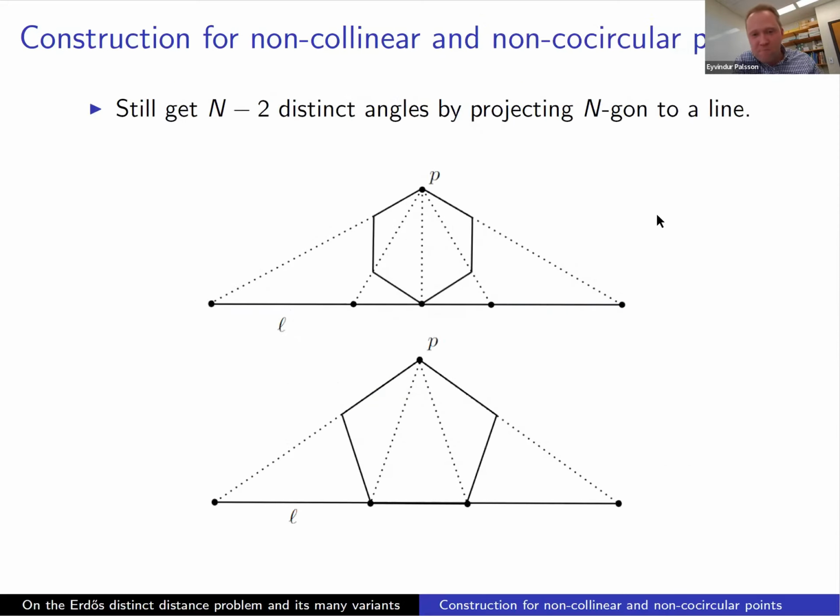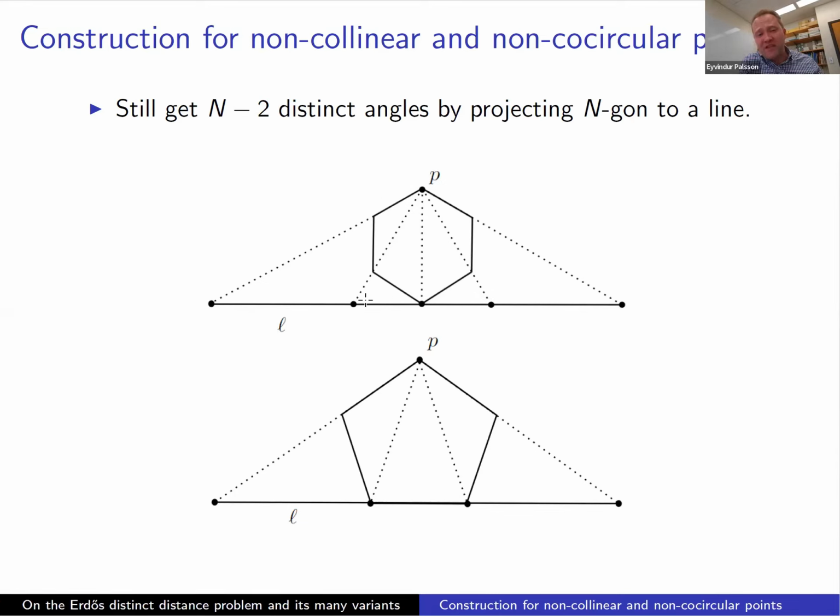Still have bad news for you. What you can do is that if you take a regular n-gon, you fix sort of the top of it, and then do something that looks like a kind of a stereographic projection. You project the n-gon down to a line. One can show through elementary geometry that you still get n minus 2 distinct angles.